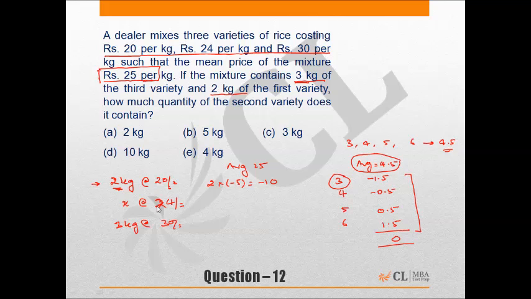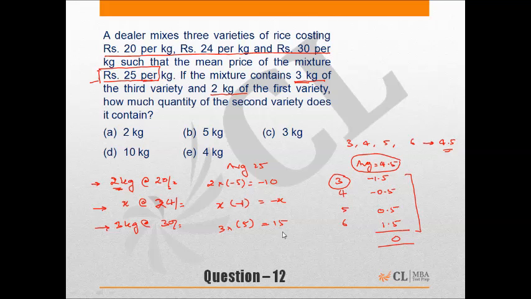Similarly, what should be the deviation here? The deviation in the second case is minus 1 per kg. Since there are x kgs, it should be minus x. And for the third variety, 3 kg at 30 rupees. Since the average is 25, the deviation here is plus 5. So it is plus 5 per kg for how many kgs? 3 kgs. So which is equal to plus 15.